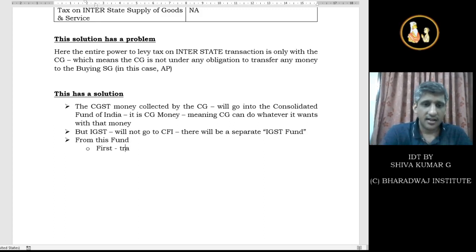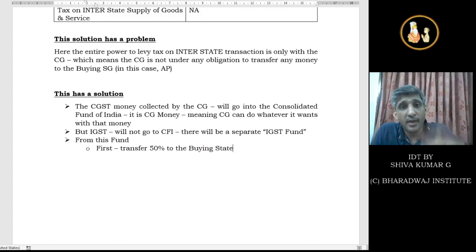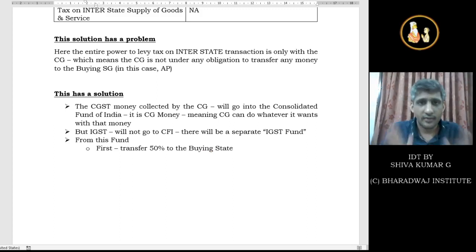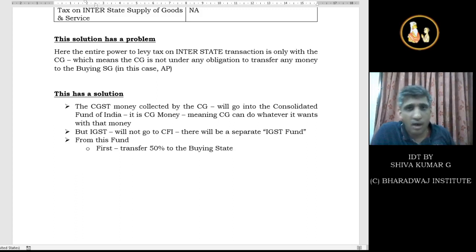first transfer 50% to the buying state. Please note, the first 50% the central government can take? No. Why? The first 50 they will take, the second 50 will be there only. Are you able to understand? Who will take the first 50? The central government will take. The second 50, what will happen? They are not bothered. Anyway, it's not their money.